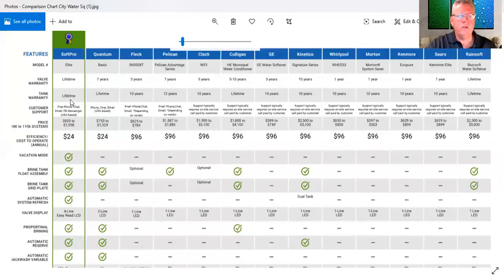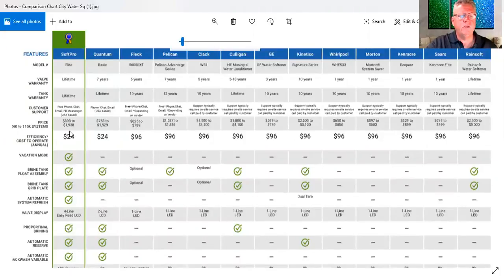The next warranty is the tank warranties. The tank warranty includes your mineral tank, which is the tank that has the resin in it, as well as your brine tank, AKA salt tank. The Soft Pro has a lifetime warranty. Quantum has a lifetime warranty. Fleck is 10 years. Pelican is 12 years. Clack is 10 years. Colligan carries a lifetime warranty on their tanks. General Electric all the way through Sears has a 10-year warranty, and Rainsoft has a lifetime warranty.